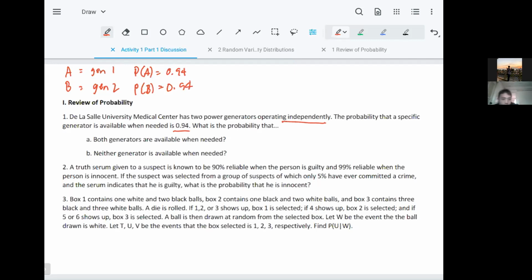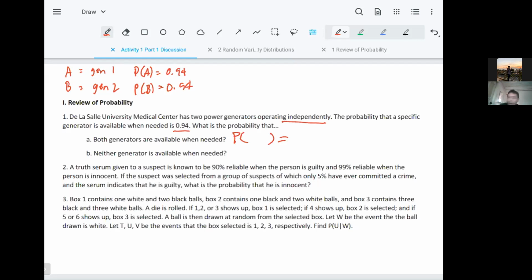So, we fill up, ano yung hinahanap natin? Yan yung sasagutin nyo sana. Paki-fill up ito. What are we looking for letter A? P of what? Both generators daw eh. So intersection.